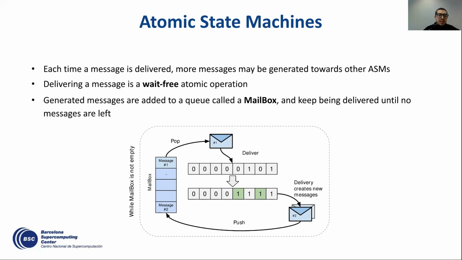We also use an auxiliary queue to store and deliver messages that we call mailbox. So what happens is that we look at this mailbox. If there are messages, we pop one, we deliver, and if new messages are generated, we store that back into the mailbox. And we repeat this process until this mailbox is empty.